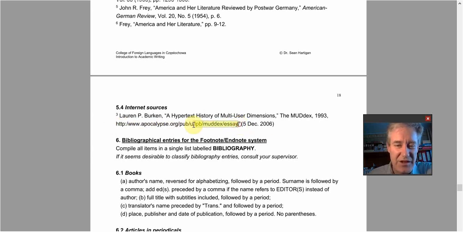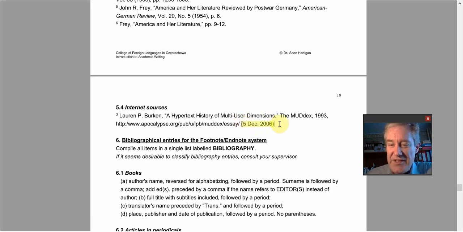So this is the URL, we say in English, the actual information that you would write into your internet browser if you wanted to find this article. And then here we have the date that, if I was making this footnote, this is the date that I looked at it on the internet. So 5th of December 2006, so many years ago, I guess. So obviously you are going to be using a different year than this.